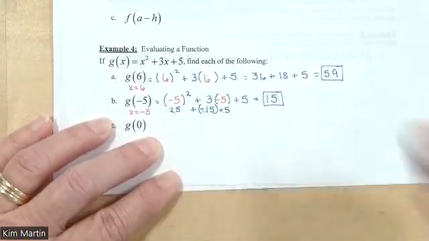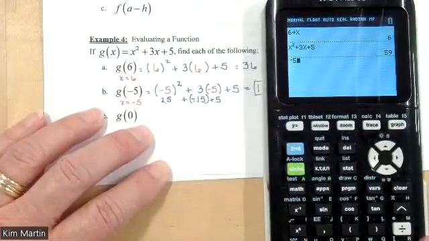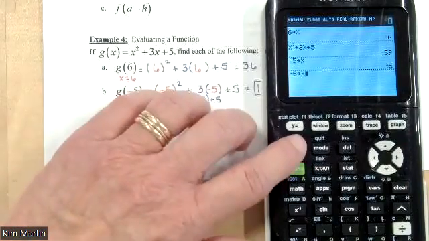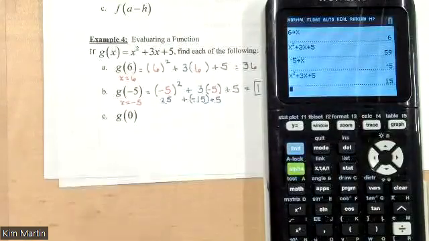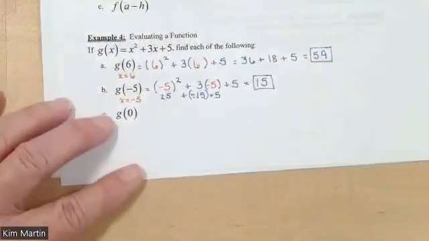So what I'm going to do is I'm going to store -5 under my x, and then I'm going to bring that back up, and I get 15. I'm just using my calculator to check to make sure I understand the process. Because order of operations is that important.